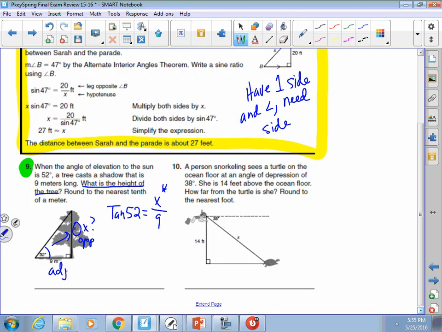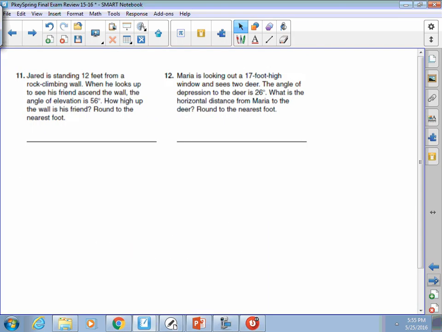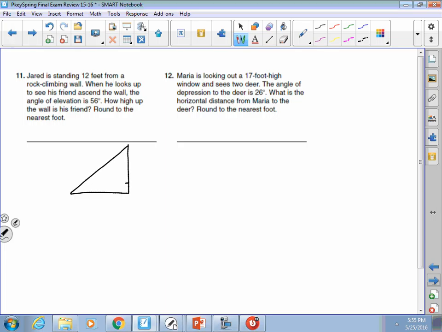X is on top. Whenever it's on top, we multiply. So basically, x is equal to 9 times the tangent of 52. So this is a good section to make sure you can practice and do. When you get to 11, there's no picture, so you need to draw one. Always use right triangles when drawing your picture. So just start with the right triangle, then label it based on what it says in the problem.